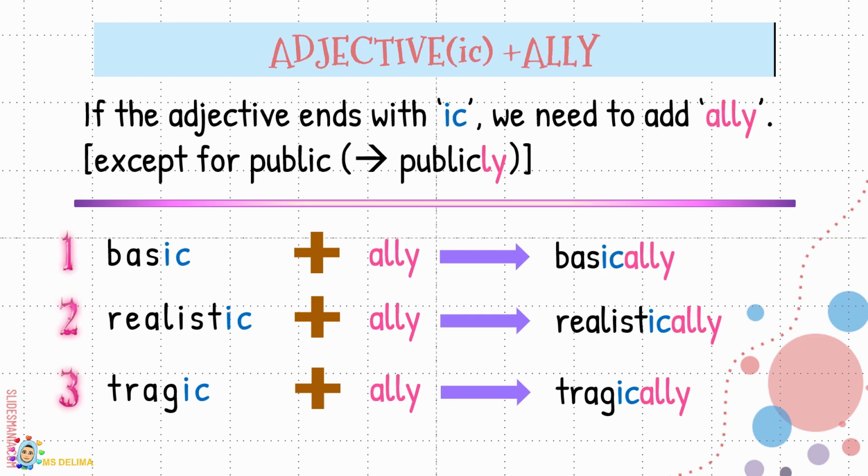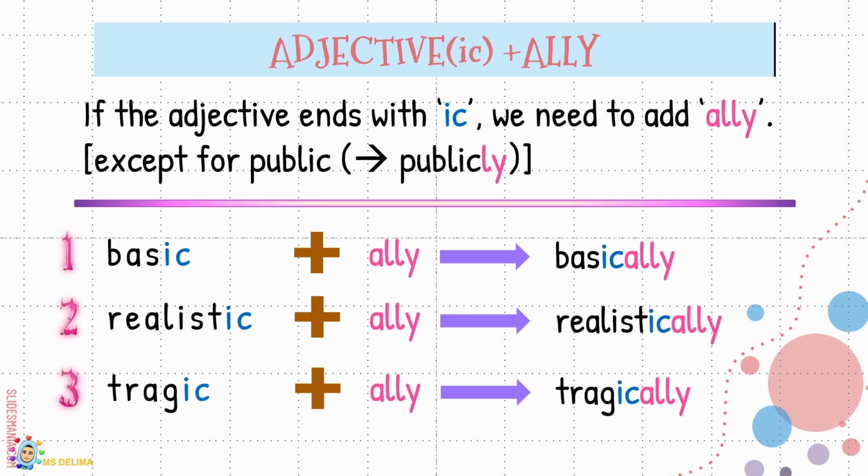The next one is, if the adjective ends with ic, we need to add ally, except for public. For public we cannot put ally at the back, we just put ly. So public will become publicly. For the first example, basic, added with ally, will become basically.